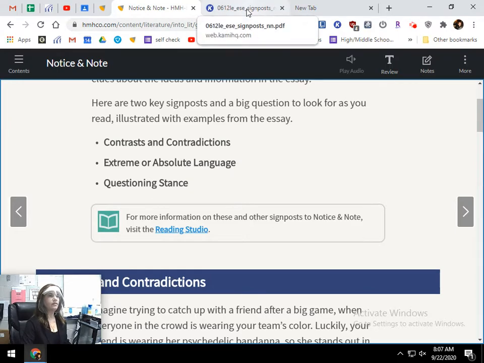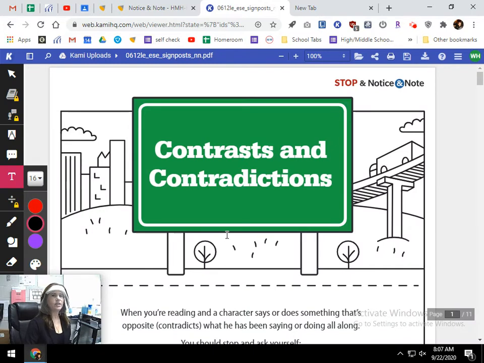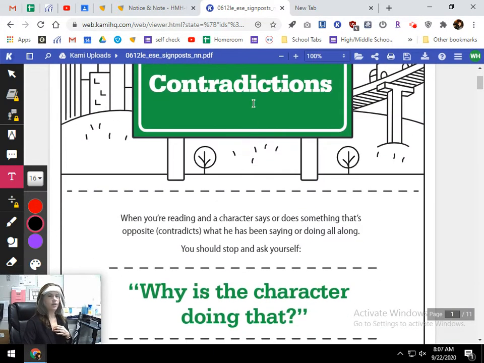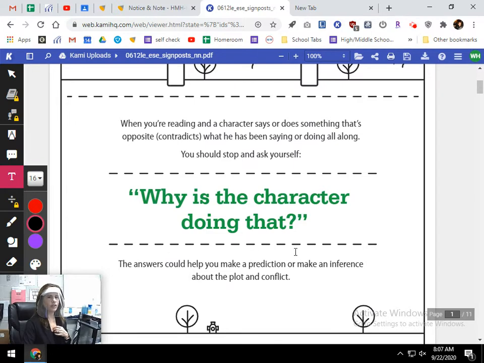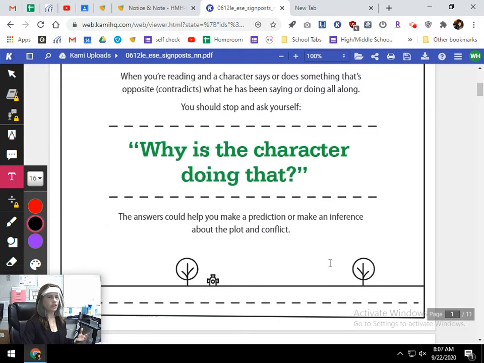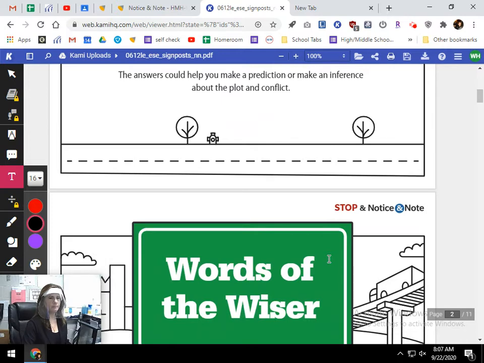But let's go ahead and everybody in here get your heads up and get clicked over to this. I want us to go through all of the notice and note strategies. So contrast and contradictions, when you're reading and a character says or does something that's opposite and contradicts what he has been saying or doing all along, you should stop and ask yourself, why is the character doing that? It will help you make a prediction or make an inference about the plot.